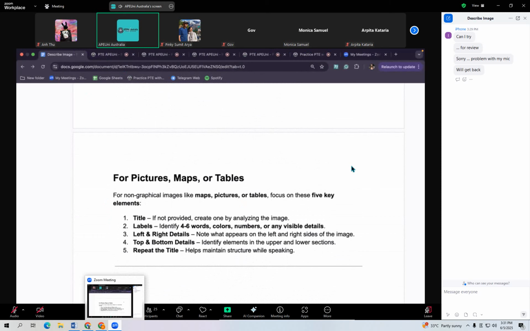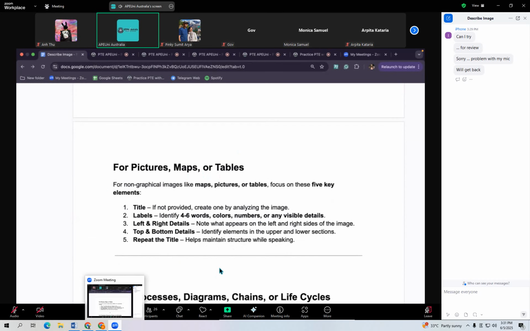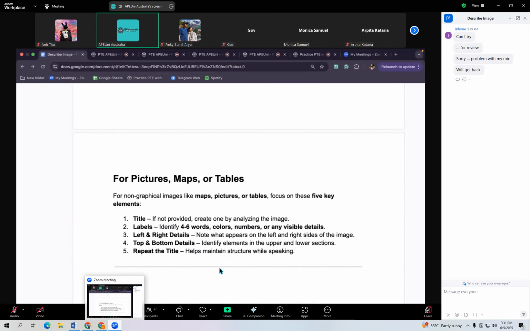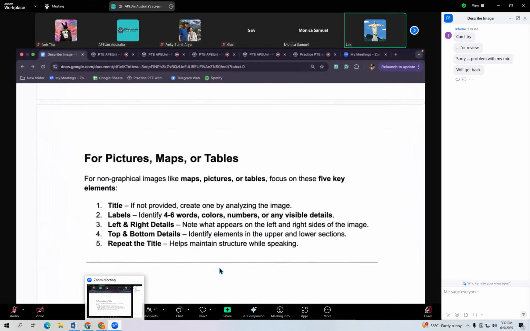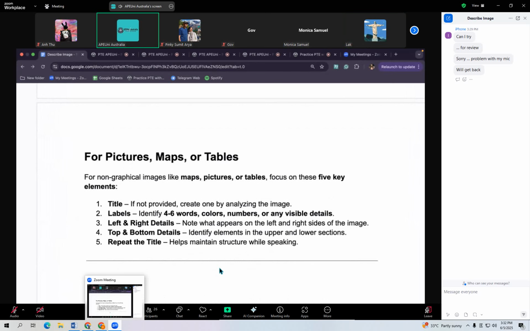So anybody else who didn't read anything today, guys, would you like to please read this aloud for all of us? Yes, please go ahead. Thank you. For non-graphical images like maps, pictures or tables, focus on these five key elements.